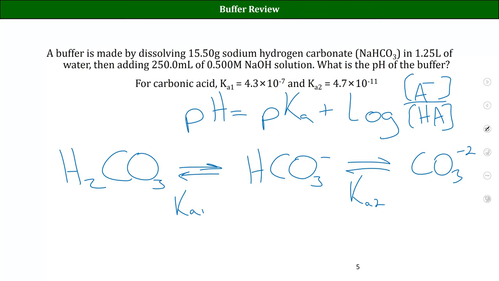Because we're adding a base. We're adding hydroxide. If we had started from hydrogen carbonate and added HCl, we'd be adding extra H plus, so we'd be dealing with that equilibrium. But we're starting in the middle and adding a base, so we're pulling the protons off of the hydrogen carbonate. So we're dealing with this equilibrium, and that tells us which Ka value we're going to use. In our A minus and HA, this is going to be HA, and this is A minus. So then we just need to know the molar ratio of these two. How many moles do we have of each of them? And that's enough to figure out pH, right?